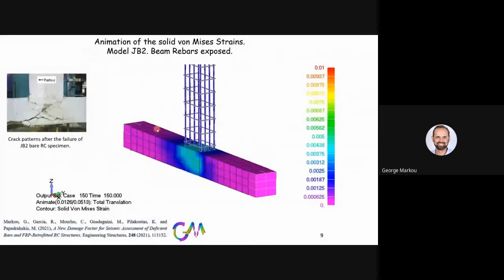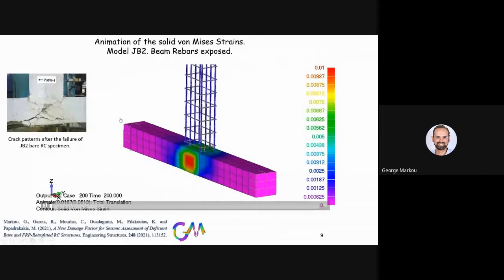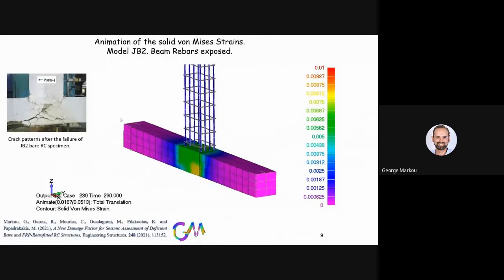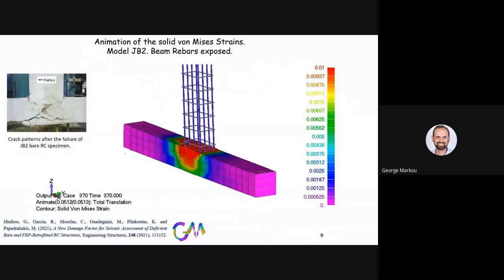This is the animation of the von Mises strains as they resulted from the analysis, and as you can see, the hexahedral elements of the beam were not added in the view in order to see the embedded rebars and how they deform. And of course, we can see clearly the damage development in the joint area.